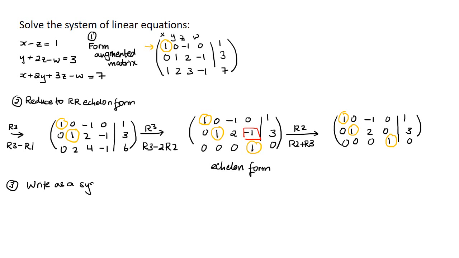So we're going to rewrite this thing as a system. Remember, the first column corresponded to x, so our first equation becomes x minus z is equal to 1, because these were the coefficients of x, y, z, and w. Our second equation here is y plus 2z is equal to 3. And our third equation is w equals 0.